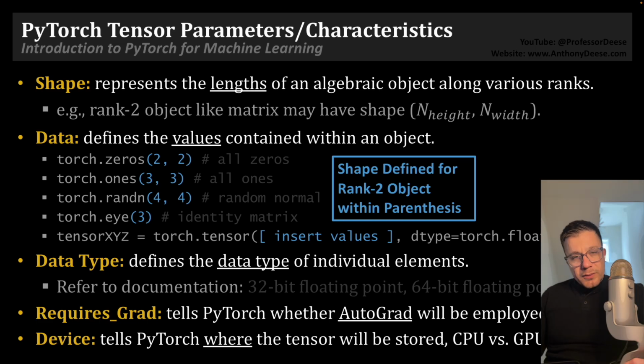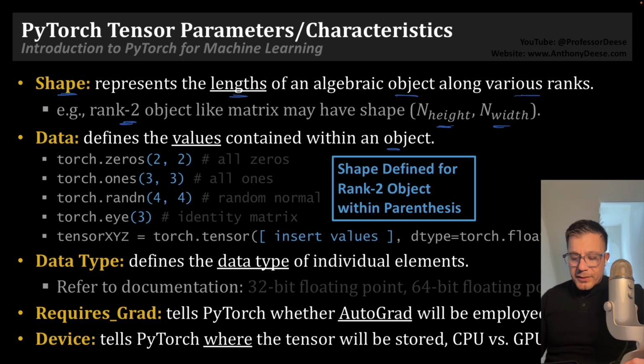Now, what are some important PyTorch tensor parameters or characteristics? One is the shape, and the shape represents the lengths of an algebraic object along its various ranks. So if we have a rank 1 object, an array, the shape is simply its length. For a rank 2 object, like a matrix, it can have a shape that's defined in terms of its height as well as its width. And if we had a rank 3 or higher object, then we would need the appropriate or corresponding number of lengths to define its shape. Another characteristic or parameter is the data, and that defines the values contained within the object.